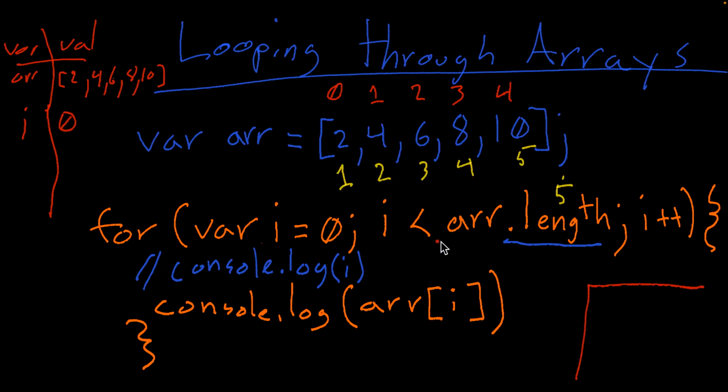While I is less than r dot length, which we said was 5 because we count 1, 2, 3, 4, 5. So while I is less than 5, it's less than 5, so we enter. And we say console log R at I. So this array at I, which is 0, because we are at 0, points to 2. So then we console log 2.